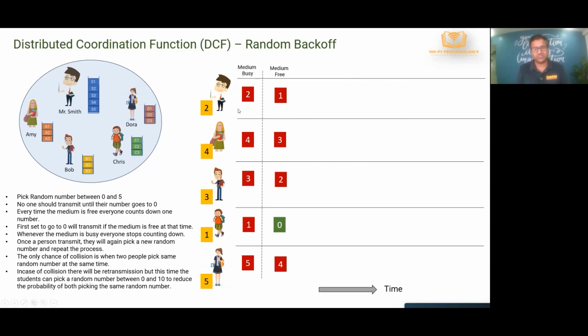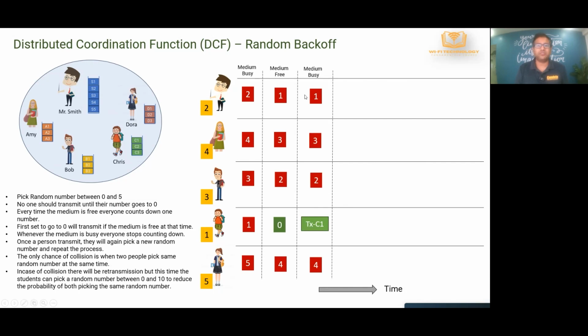Mr. Smith will count down from 2 to 1, Amy will count down from 4 to 3, and Bob will count down from 3 to 2. Chris, who is the lucky guy who seems to have picked a smaller number, will count down to 0. And Dora is the most unlucky person here. She is still at 5, so she's counted down to 4. Okay. So in the next instance, again, you're sensing the channel.